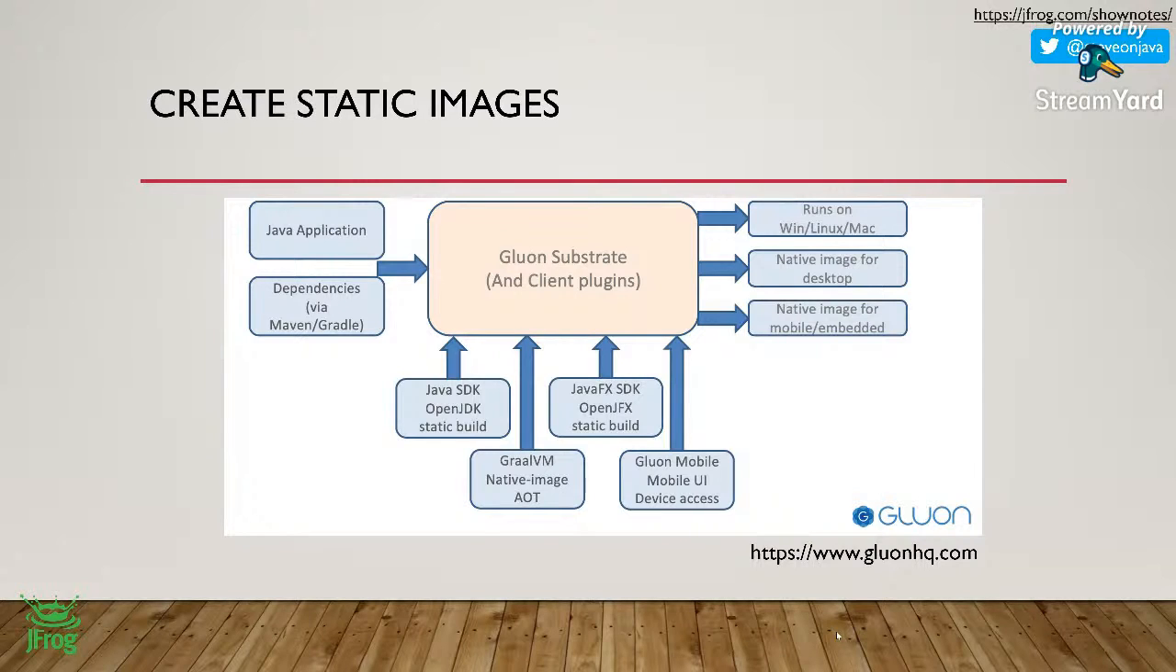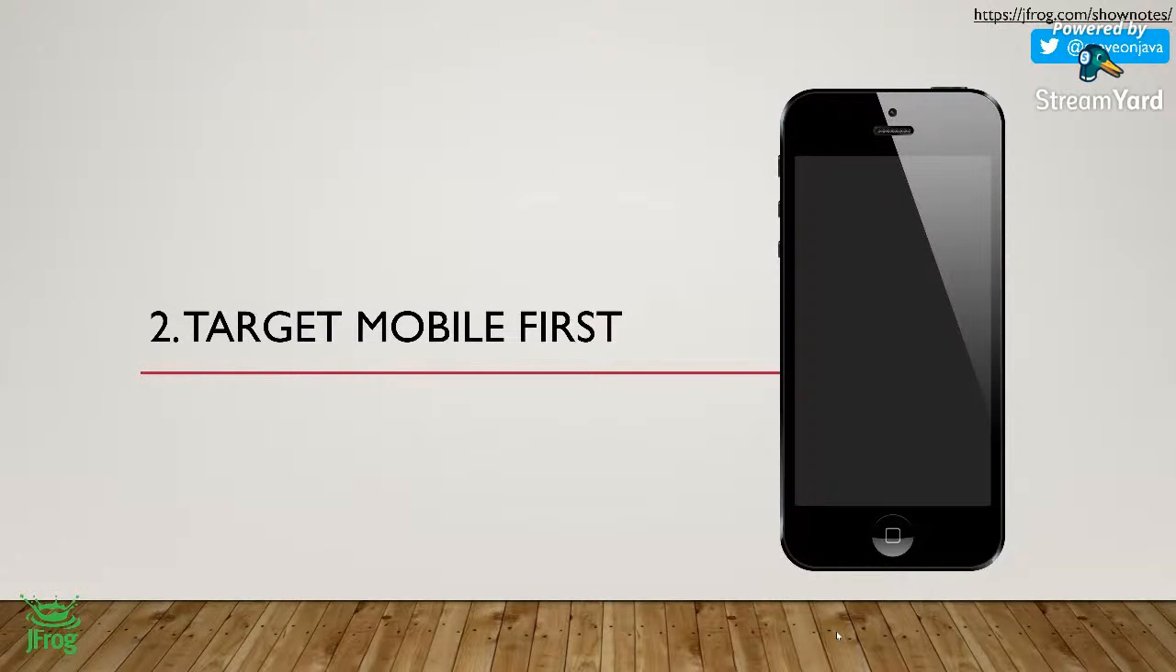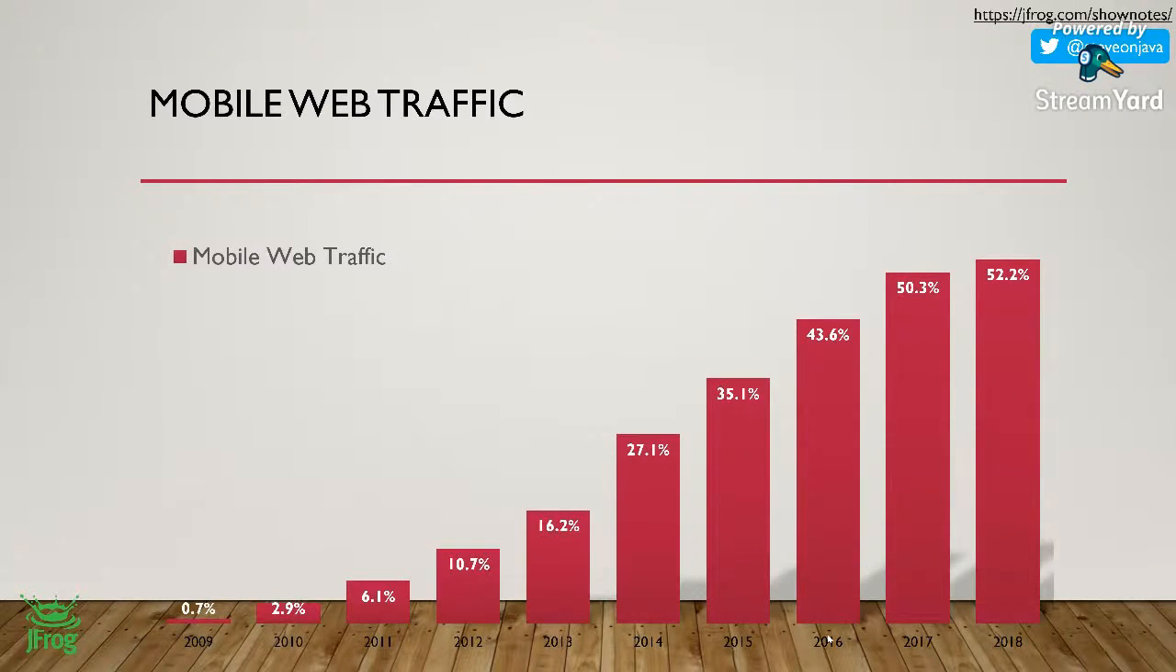And speaking of embedded and mobile, my second best practice for building Java applications is to target mobile first. So I think we're all used to historically targeting desktop applications, but when you think about it, mobile applications have, since 2018, had more web traffic than desktop applications. And I think particularly in India, there's lots of folks who have mobile phones and don't even have desktop or laptop computers. So you're missing a huge market segment unless you build and think about mobile first.